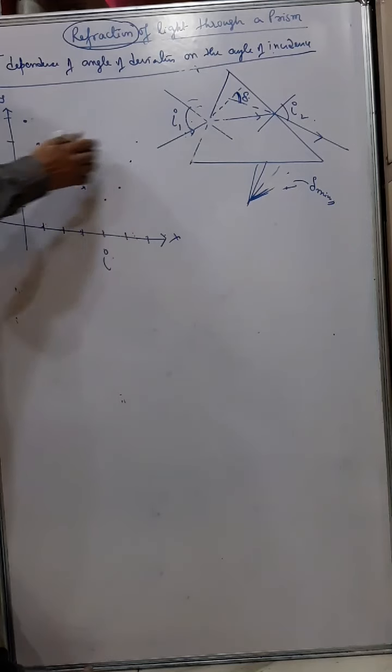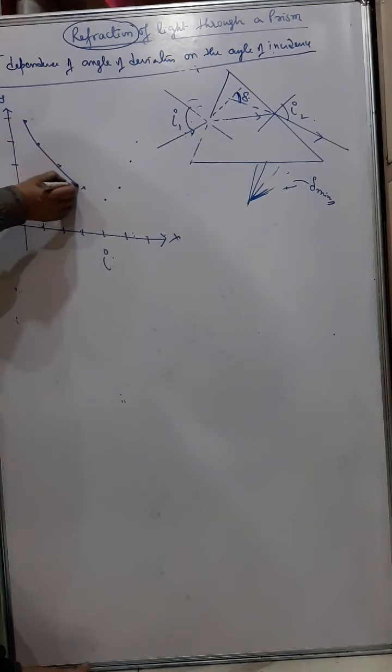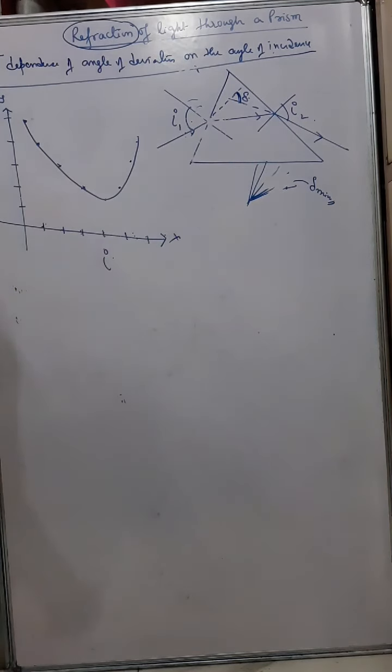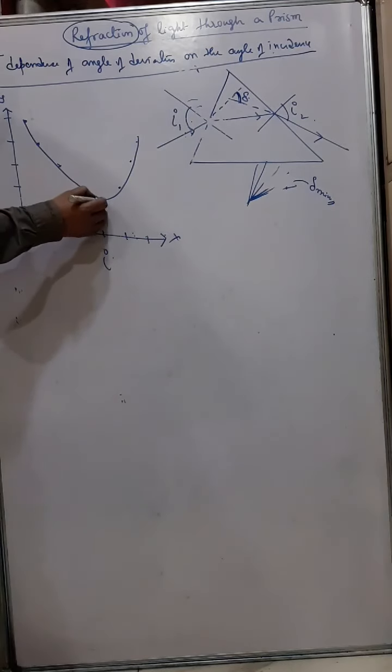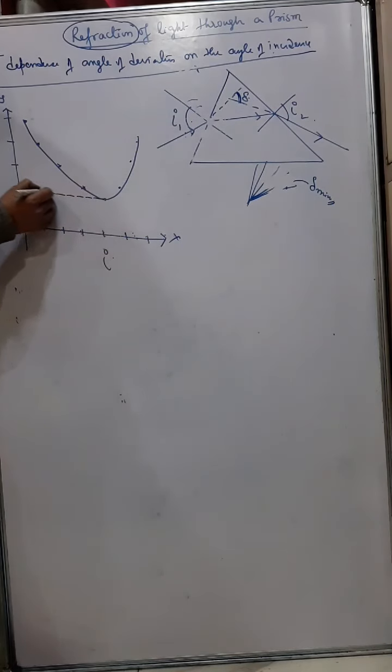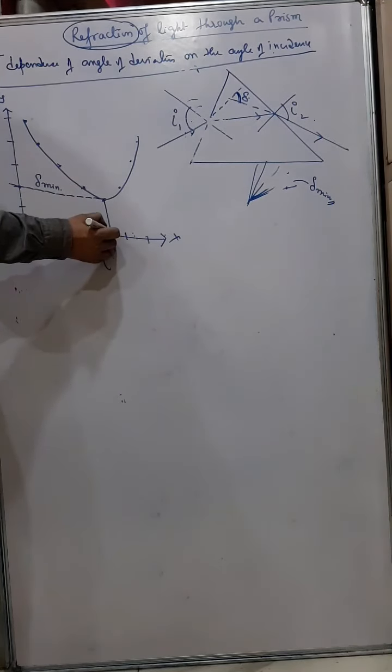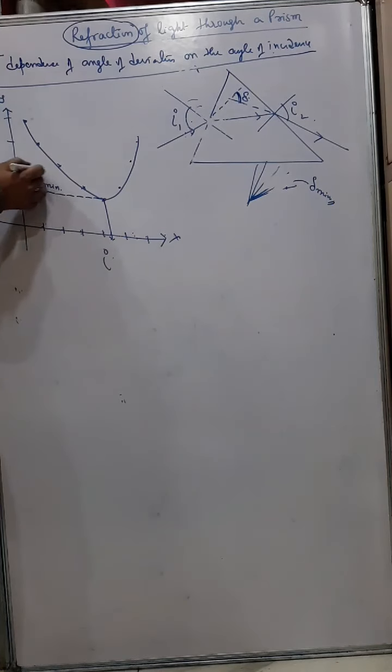So ultimately we'll get this parabolic graph. Okay, we'll get this graph and we can say this value of angle of deviation, I say this is the angle of minimum deviation of that prism for this particular angle of incidence, and this is the minimum angle of deviation. So understand, very important.